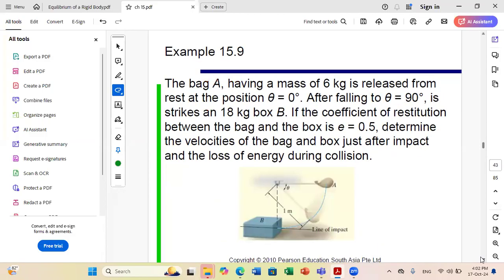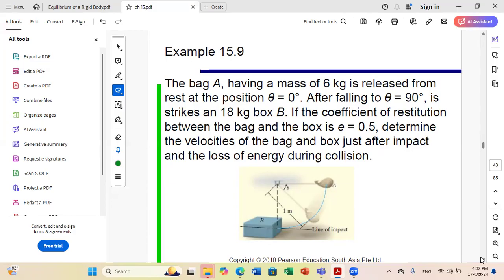Let us first consider the following problem. A bag A having a mass of 6 kilograms is released from rest at θ equals 0. After falling to an angle of 90 degrees, it strikes an 18 kilogram box B. If the coefficient of restitution between the bag and the box is 0.5 or 50%, determine the velocities of the bag and box just after impact and the loss of energy during collision.